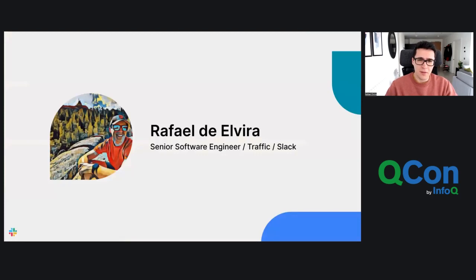I'll start by introducing myself. My name is Rafael de Elvira, and I am a senior software engineer on the traffic team at Slack. Our team looks after ingress load balancing, TLS, DNS, CDNs, and DDoS protection at Slack, among other things. During this talk, I'm going to pretend to be a DNS expert, but that's something I am really not. So let's go.